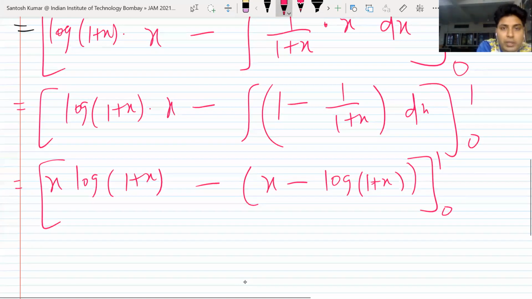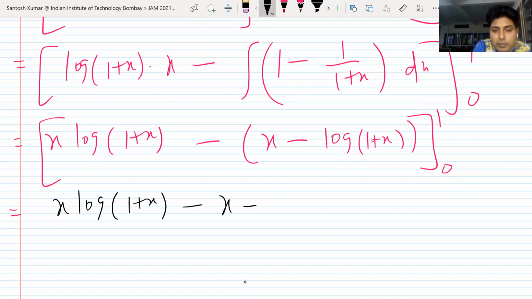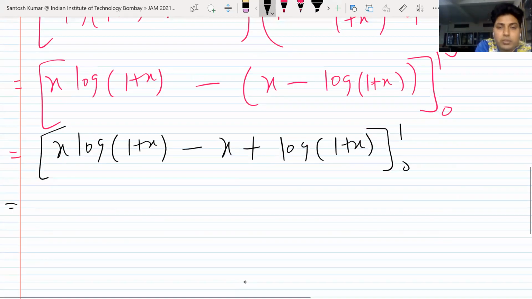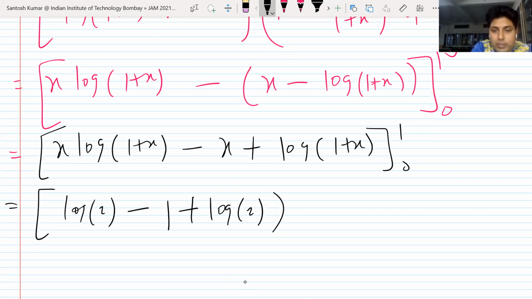So if you open this bracket, it will be x log(1 + x) - x + log(1 + x), and the limit is from 0 to 1. Now, upper limit minus lower limit. In place of x, we will replace 1. So it will be 1 into log 2 minus 1 plus log 2. Then upper limit minus lower limit.